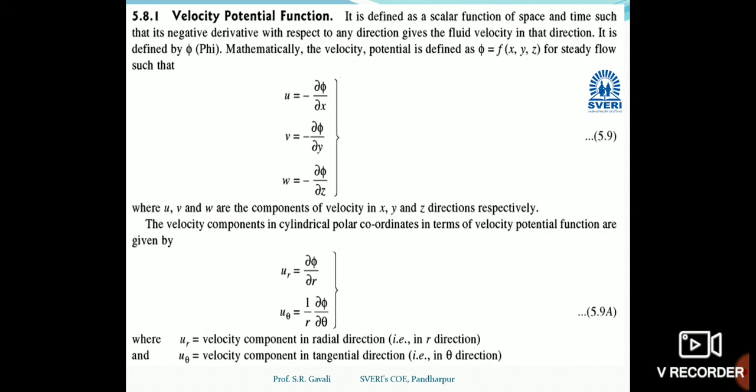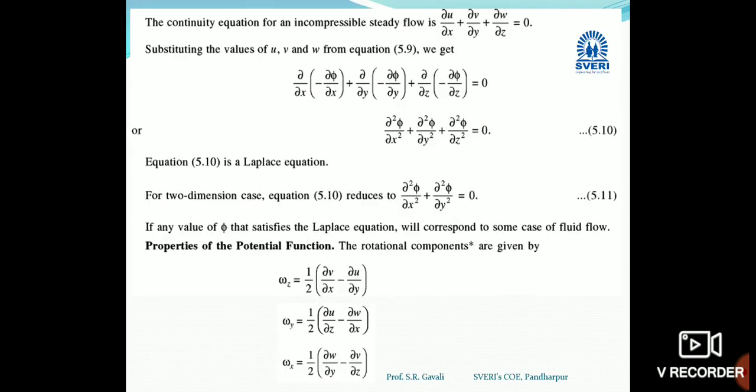So one of the kinematical terms is the velocity potential function. These are all mathematical terms, and the velocity potential function is defined as a scalar function of space and time such that its negative partial derivative with respect to any direction gives the fluid velocity component in that direction. It is the negative velocity component.